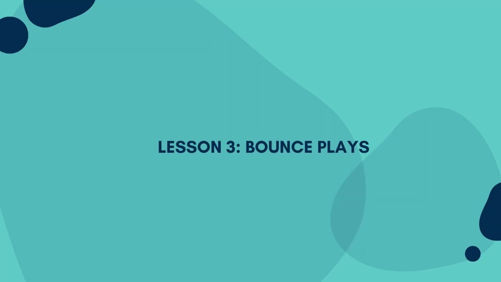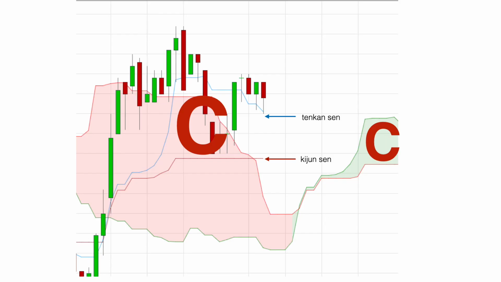Lesson 3, Bounce Plays. After a strong run, the average price would have been affected significantly by the increase or decrease in the price values. This causes the Kijun-sen and the Tenkan-sen to move away from each other. This indicates some disequilibrium. And this is what the C pattern looks like.